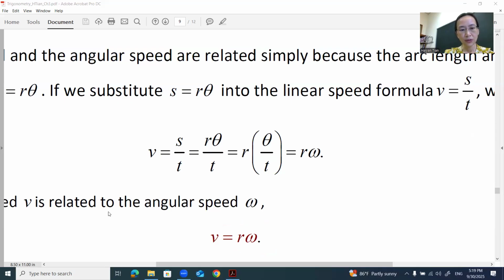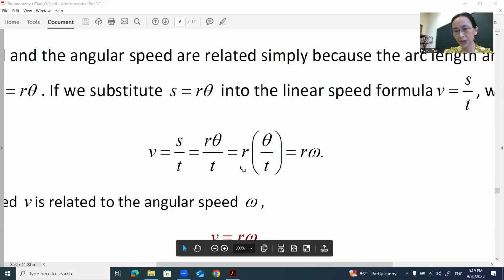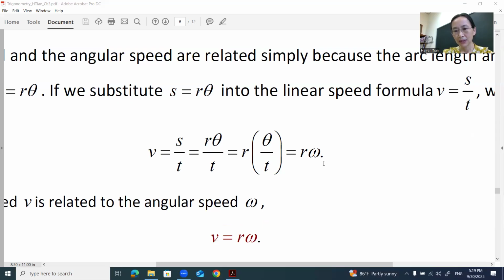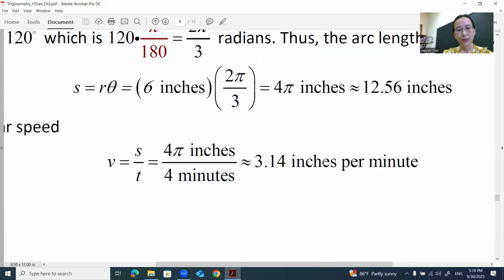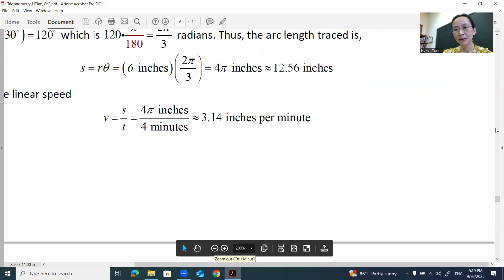Now, once we know these several formulas, right? The formula for linear speed, the formula for angular speed, and the formula that relates linear and angular speeds, let's look at one problem.